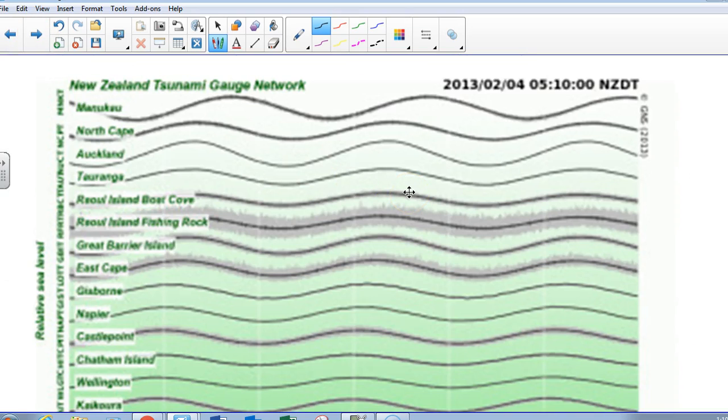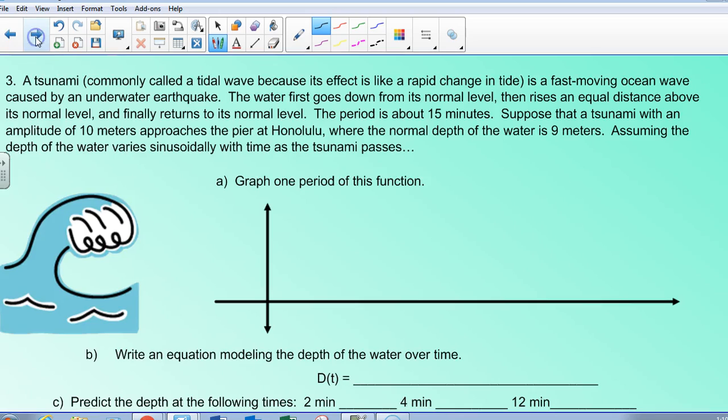This is a tidal table. It is showing where the high tides are at different times in New Zealand, just because those are sinusoidal curves, right? We're not going to do one about normal tides. We're going to do a tsunami. Okay. It says a tsunami, commonly called a tidal wave, because it's like a change in tide, is a fast-moving ocean wave caused by an underwater earthquake. First the water goes down from its normal level, then rises an equal distance above its normal level, and finally returns. So it's like a sine graph or a cosine graph, okay?